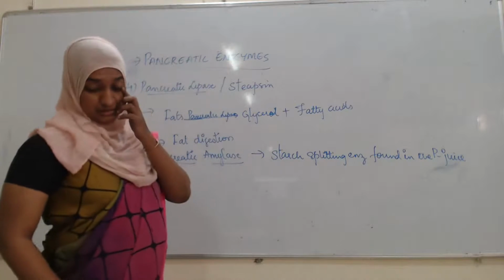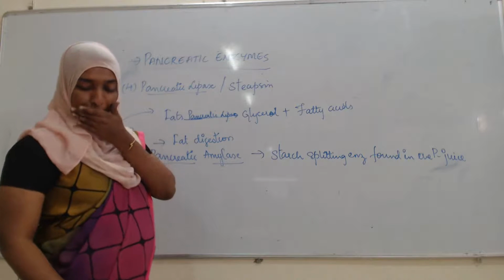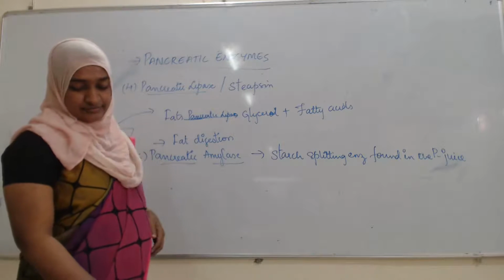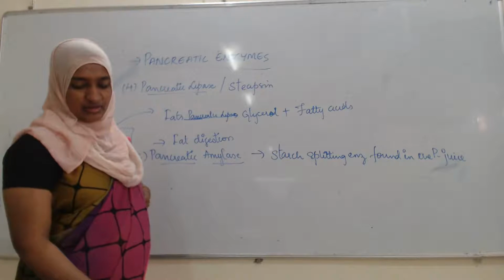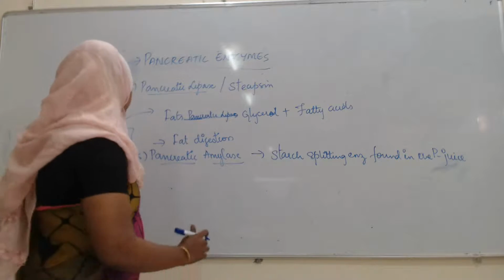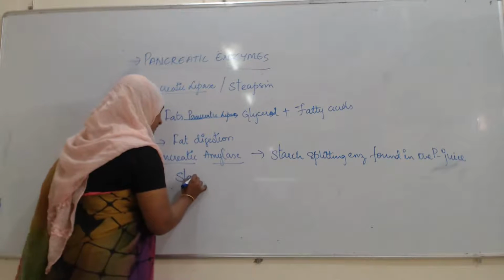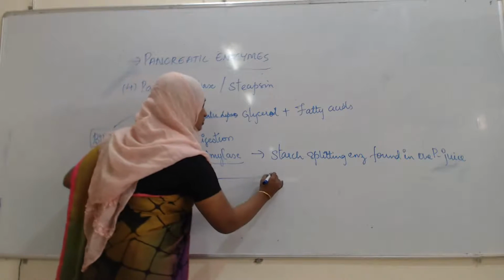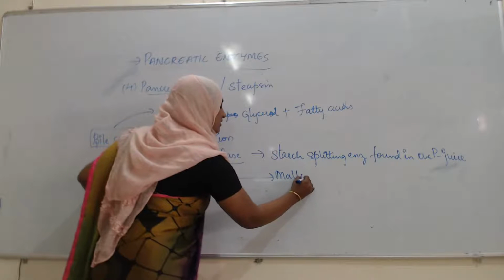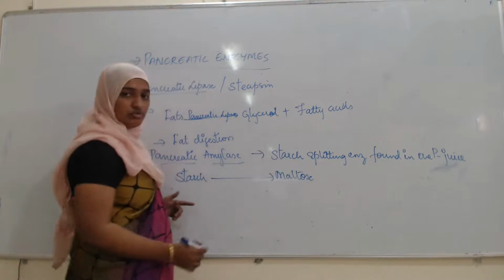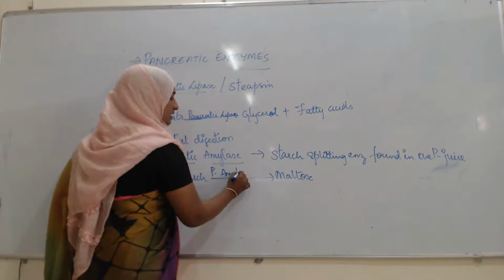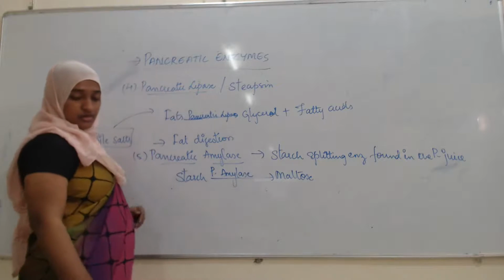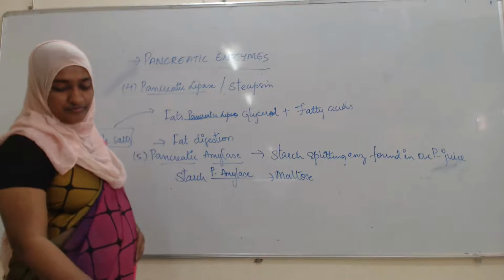Okay, the next here. So this pancreatic amylase hydrolyzes starch to maltose, or starch gets converted into maltose in the presence of the enzyme pancreatic amylase. Okay, the next thing here.